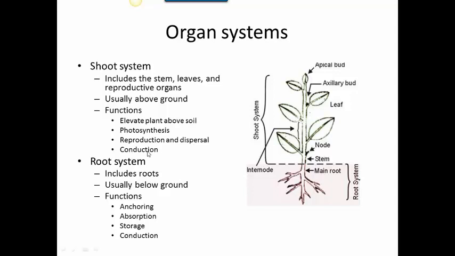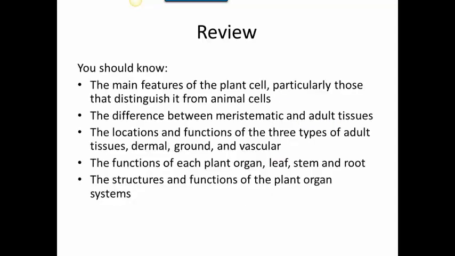The root system in this diagram is everything that we see here in brown. The root system includes the organ, the roots. It's usually going to be below ground, although there are some examples of roots that we see sometimes above ground. And the functions of the root system are the same functions that we just discussed for the roots: anchoring, absorption, storage, and finally conduction.